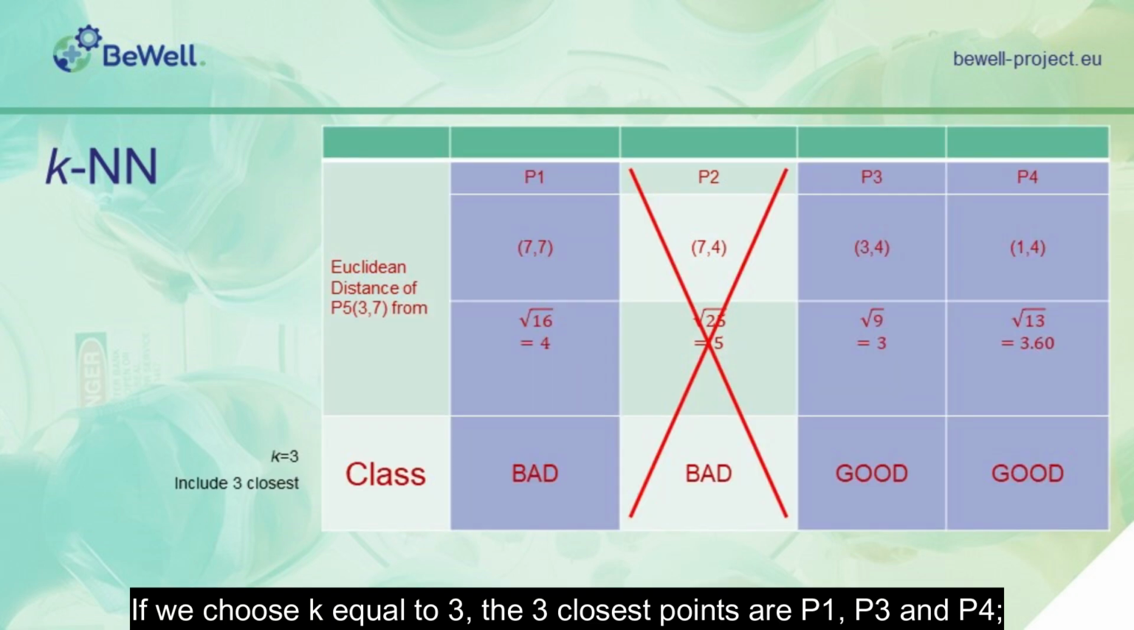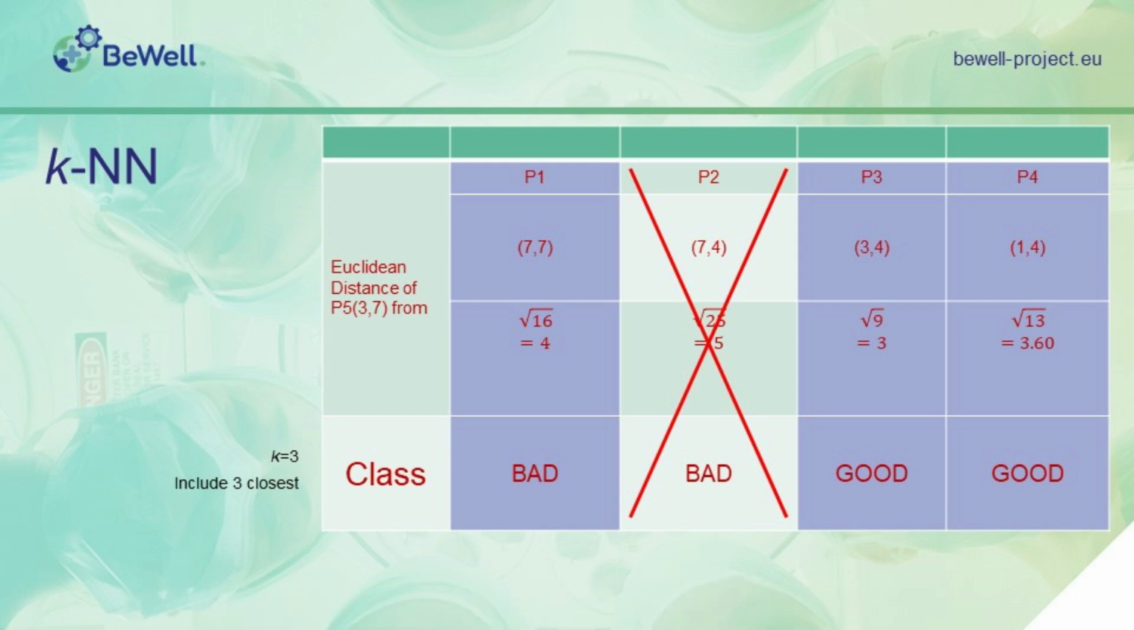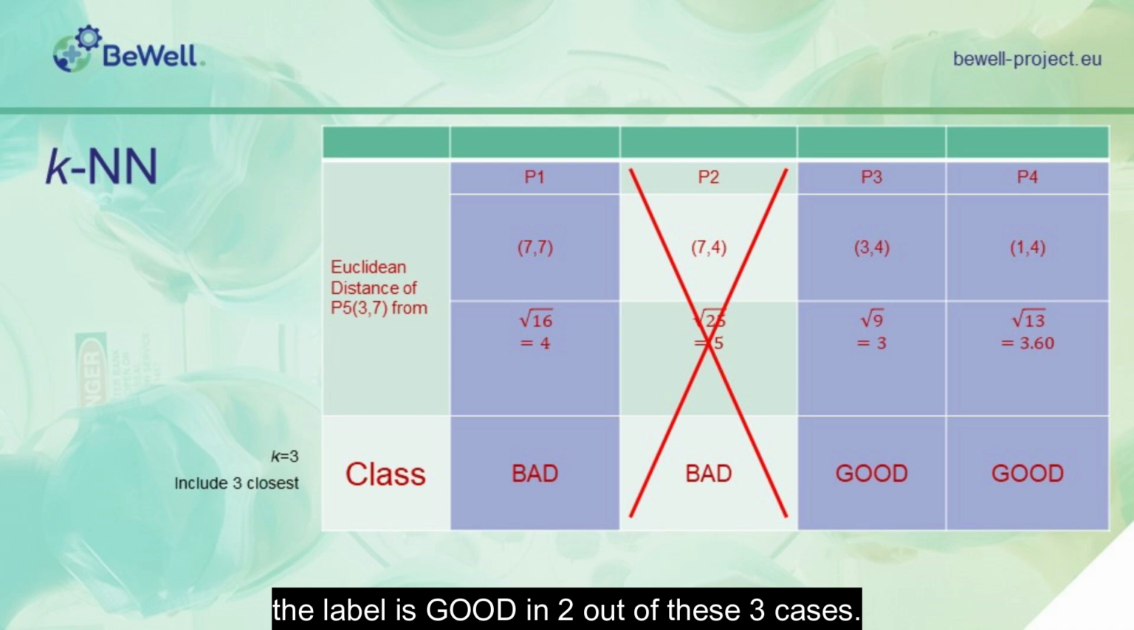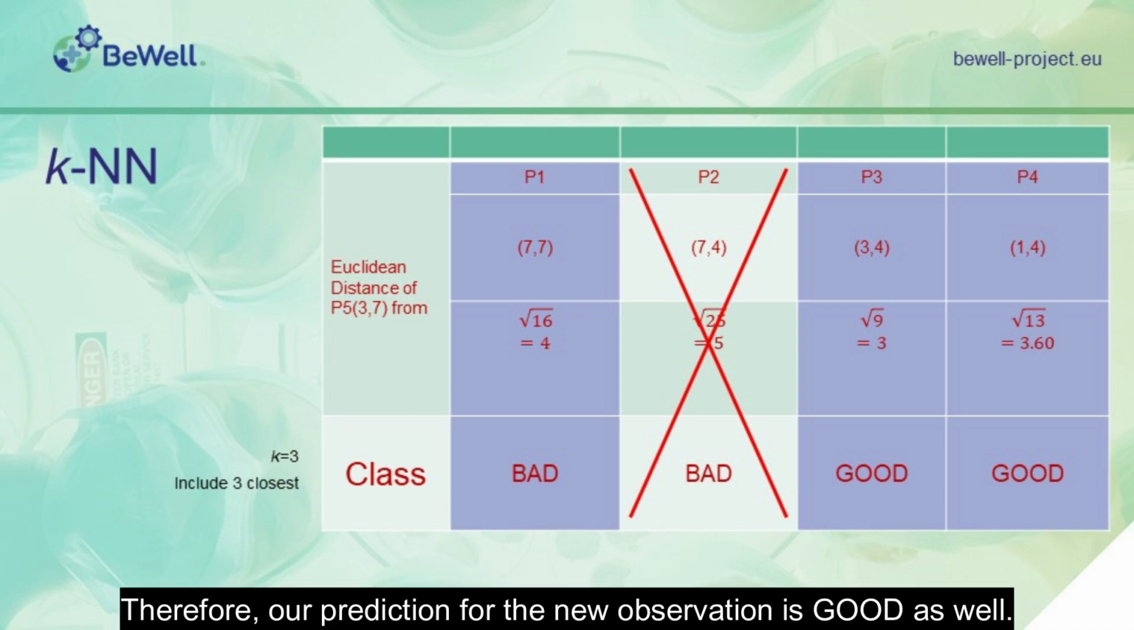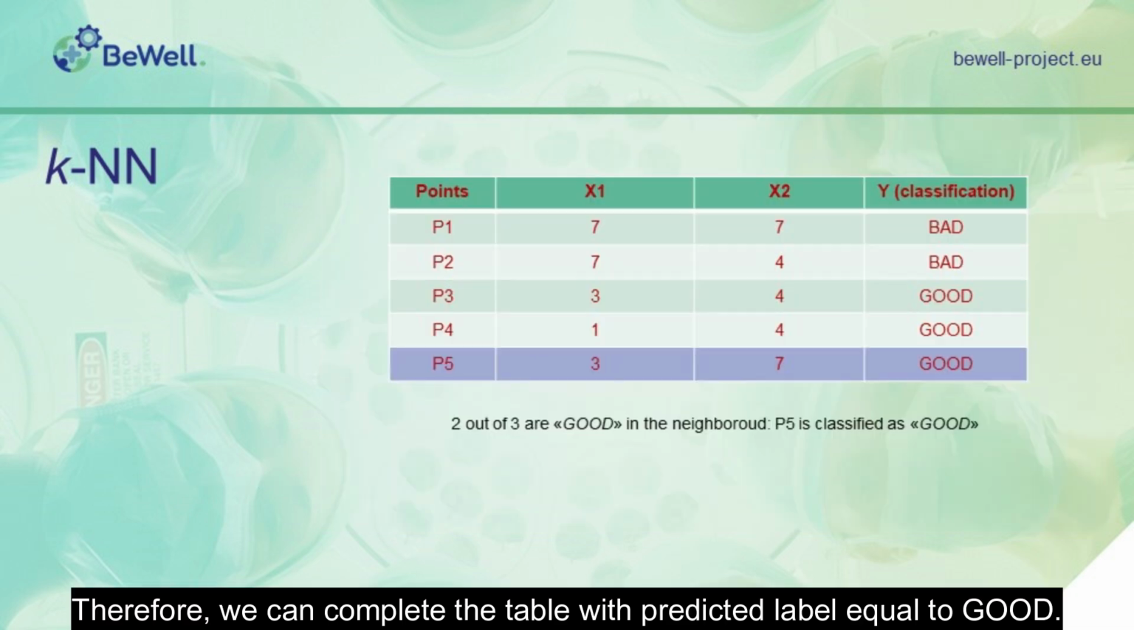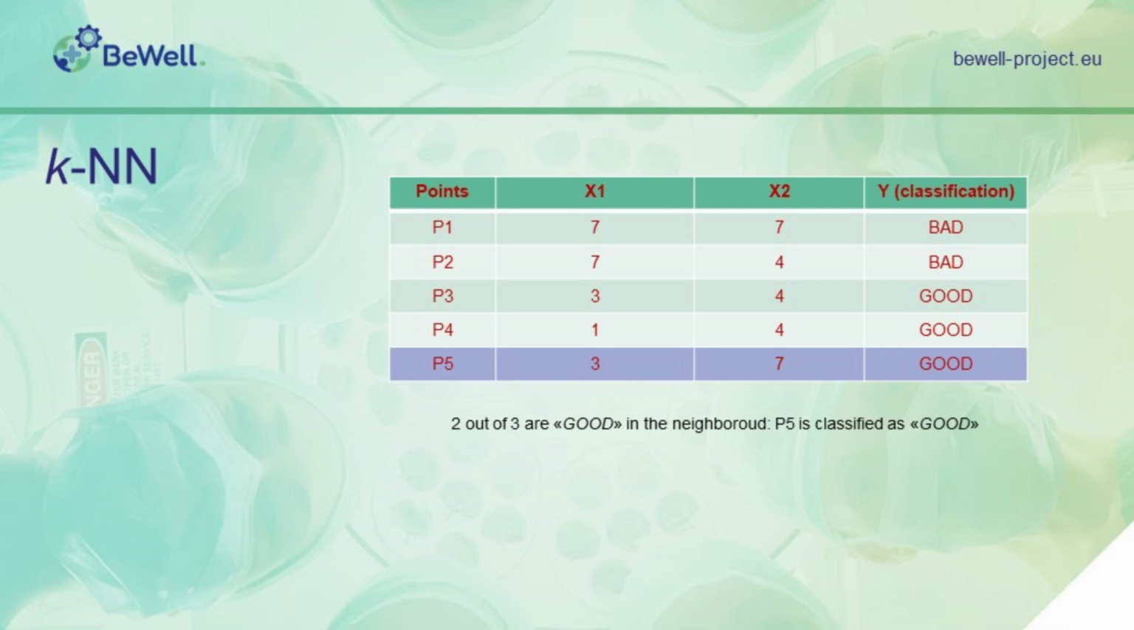If we choose k equal to 3, the 3 closest points are P1, P3 and P4. The label is good in 2 out of these 3 cases. Therefore, our prediction for the new observation is good as well. Therefore, we can complete the table with predicted label equal to good.